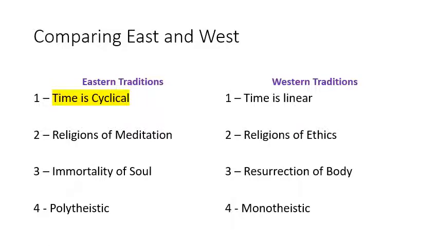So for example, scholars tend to point out that our Eastern religious traditions tend to view time as cyclical, as we've seen in Hinduism and Buddhism, with their emphasis upon the wheel of reincarnation. Whereas in Western religions, there is a tendency to believe that time is linear, that it has a beginning and that it is going forward into the future.